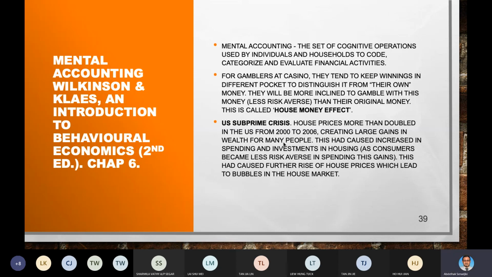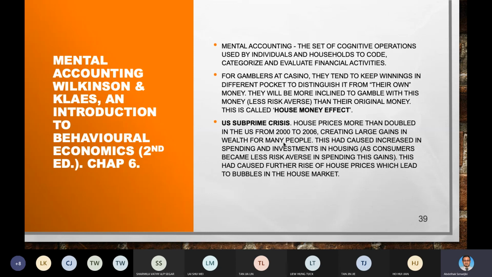gamblers at casinos, they tend to keep winnings in a different pocket to distinguish from their own money. Also, they will be more inclined to gamble with this money, being less risk averse than with the original money. This is what we call the house money effect. And also they use the subprime crisis.